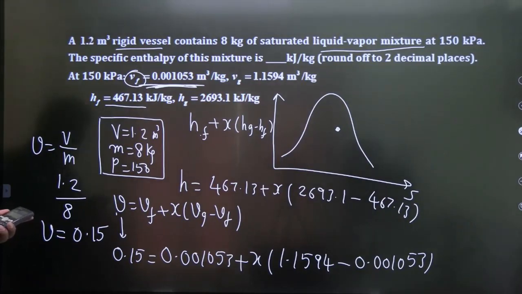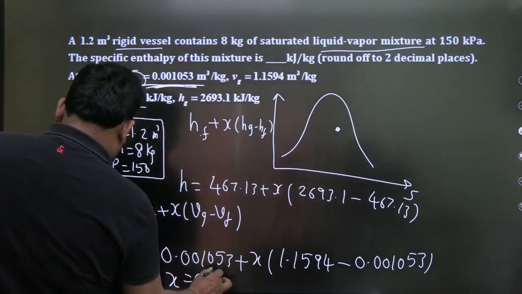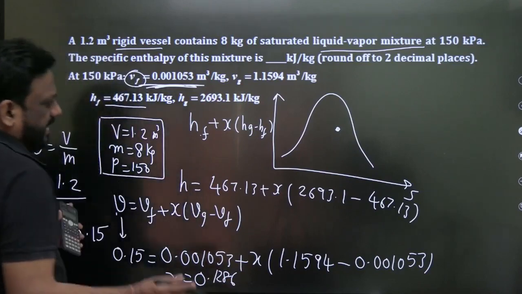So let me calculate once. 0.15 minus 0.001053 divided by 1.1594 minus 0.001053. So we are calculating the dryness fraction. I got the value as 0.1286.